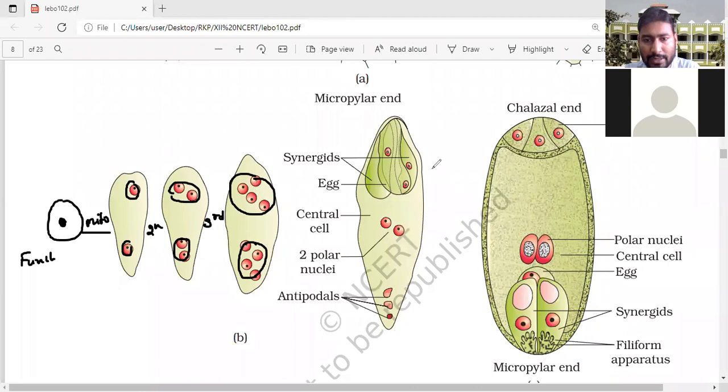Out of the eight nuclei, one from the micropylar end and another from the chalazal end will start to move and come into the center. Now you can see one came from here and one came from here. At the chalazal end, the remaining three form the antipodal cells. At the micropylar end, of the remaining three, one forms the egg cell and the other two form the synergids.